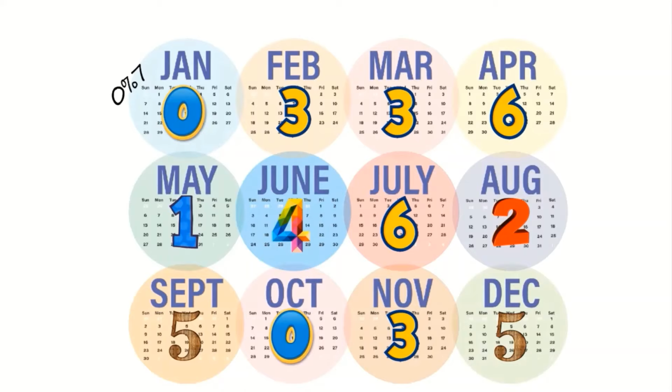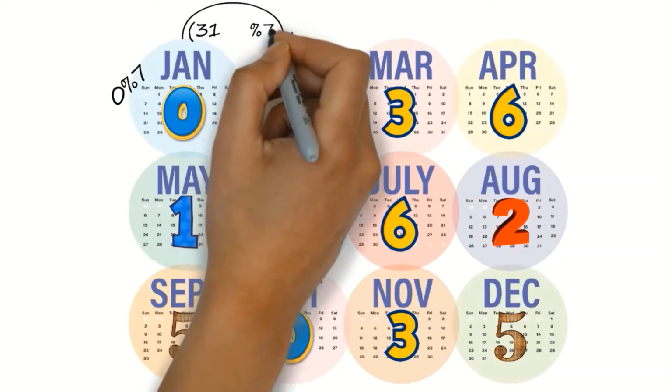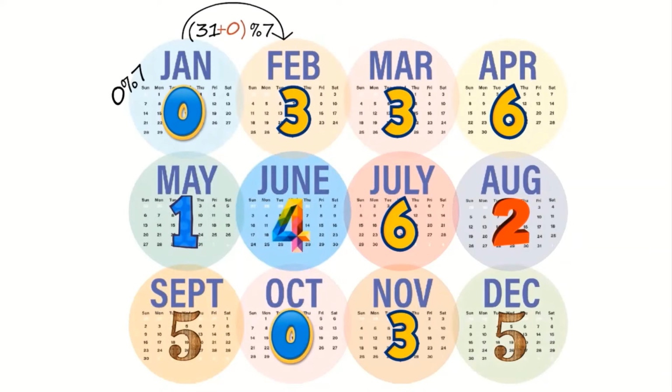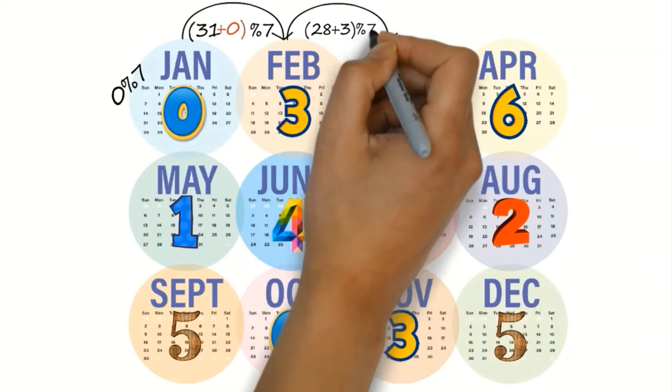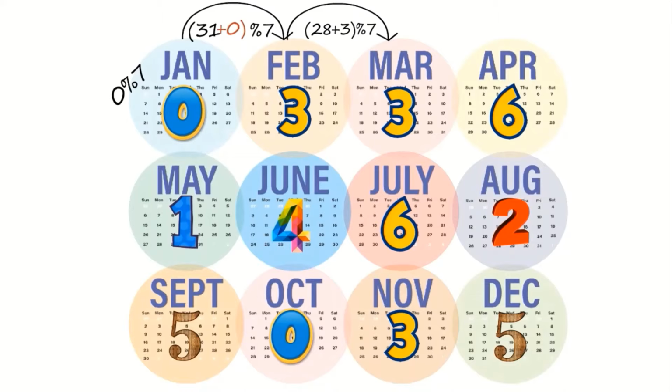To find out month code of February, we know that number of days in January is 31 and it has 0 odd days, as month code of January is 0. So month code of February will be 31 plus 0 mod 7, which gives you 3 as a remainder. Similarly, for month code of March, number of days in February is 28 and month code of February is 3. So 28 plus 3 mod 7 is equal to 3.